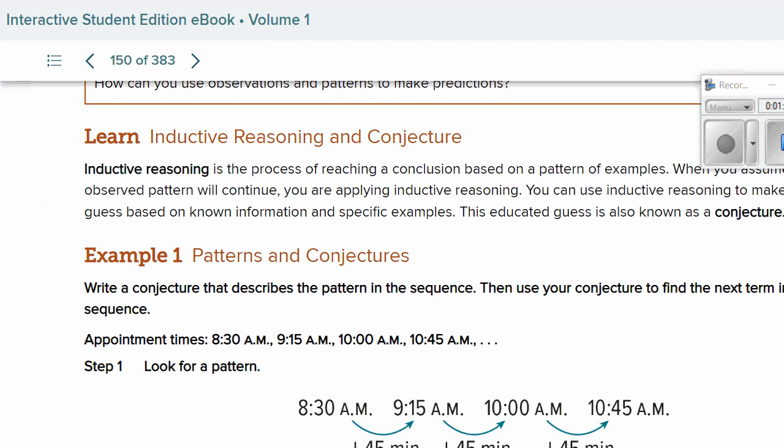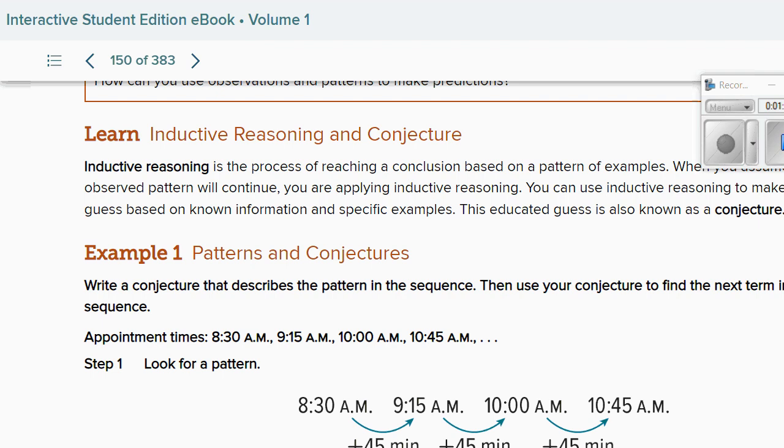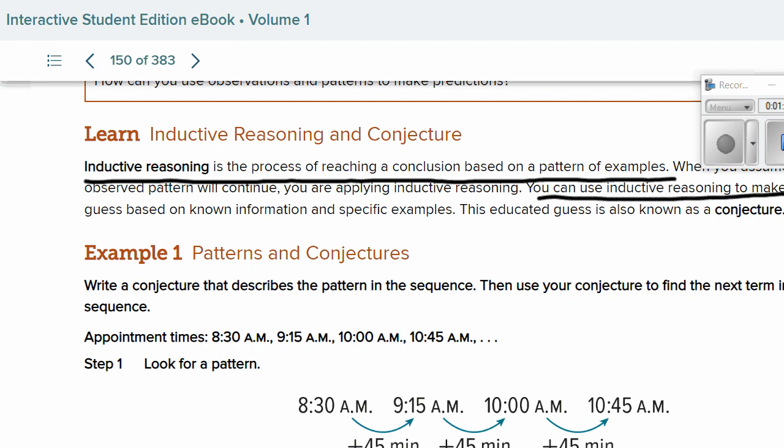I'm going to have you go ahead and highlight inductive reasoning in your notes. So I'll underline it. That's based on a process of reaching a conclusion, and I'm basing that on a pattern of examples. We can make use of inductive reasoning to make an educated guess based on knowing some information. This educated guess is also known as a conjecture. A couple of different ways that we're going to look at this might be called algebraically and geometrically.